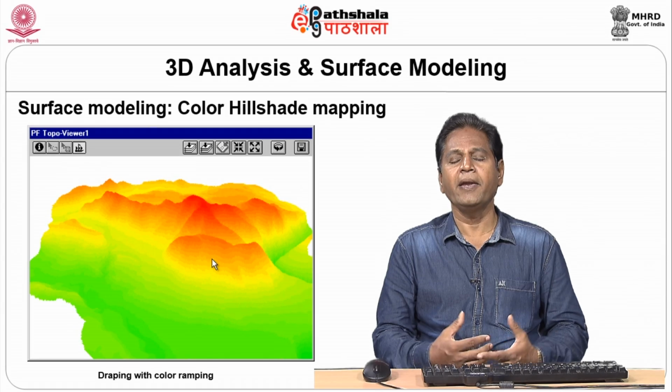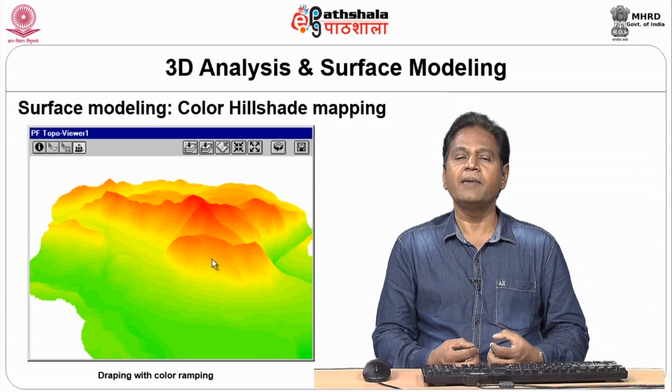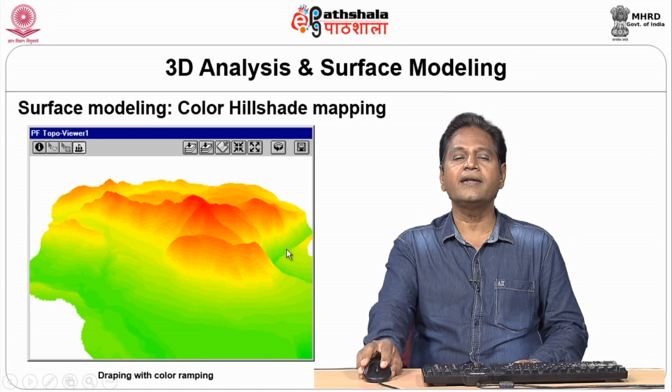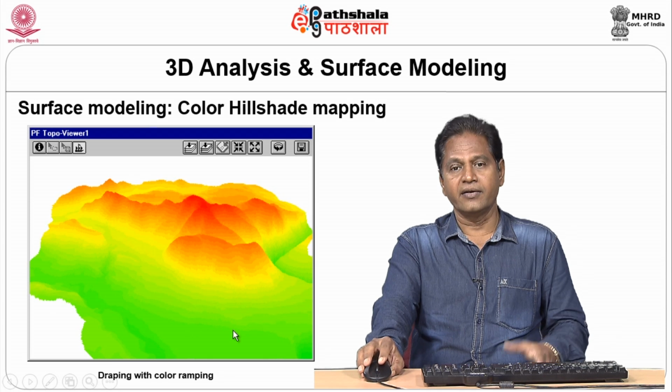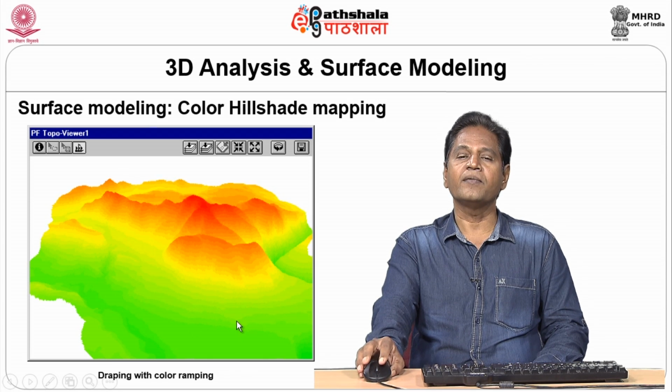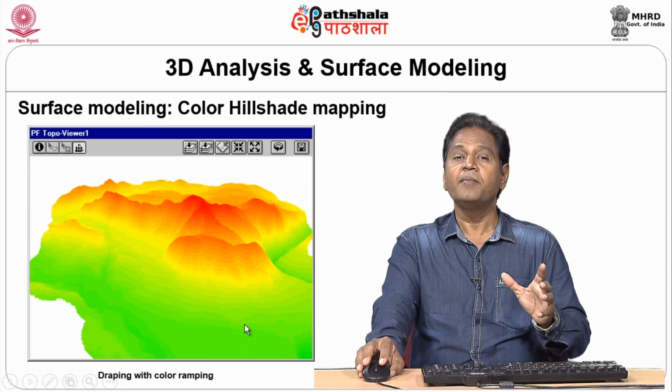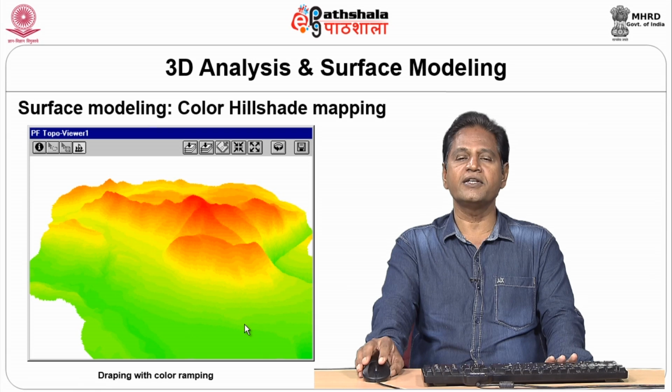But when you want the general public to understand exactly how a particular terrain looks, you can just give colors for different heights. The darker the color, namely the red color as you see here, the higher the elevation. The lighter the color, the green color, the relatively lower the elevation or slopes for that matter. So, color hill shading becomes a very important part in presenting the data of the DEM generated by you.